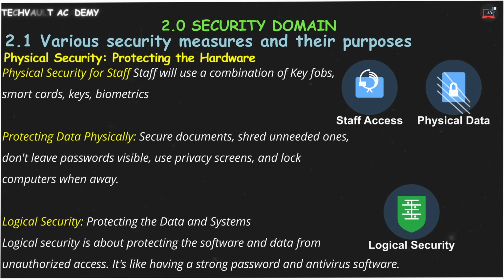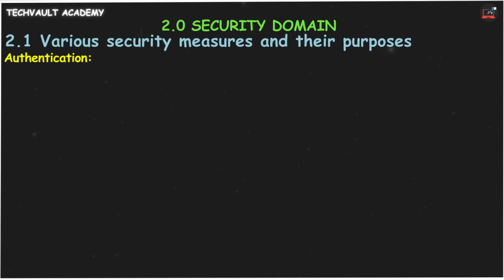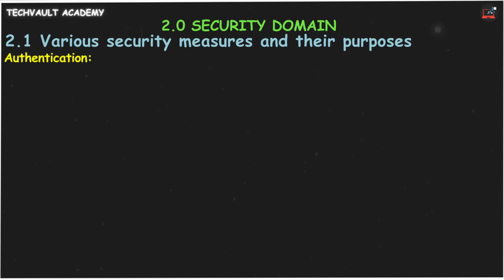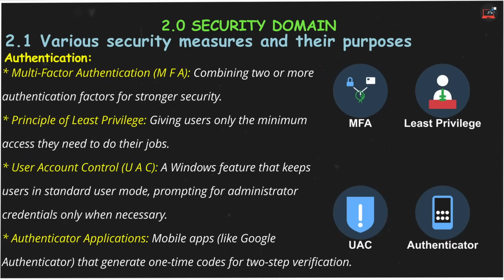Logical security, protecting the data and systems. Logical security is about protecting the software and data from unauthorized access. It's like having a strong password and antivirus software. Authentication, verifying who someone is. It comes in several forms: knowledge factors, something you know, like a password or PIN. Possession factors, something you have, like a smart card or security token. Inherence factors, something you are, like a fingerprint or retina scan. Behavioral factors, something you do. Location-based factors, somewhere you are. Multi-factor authentication, MFA, combining two or more authentication factors for stronger security.